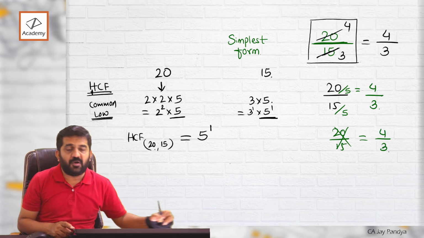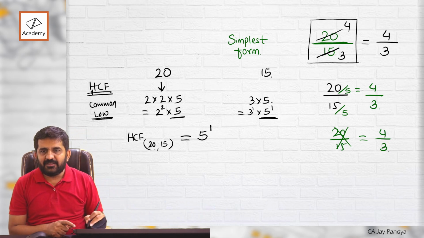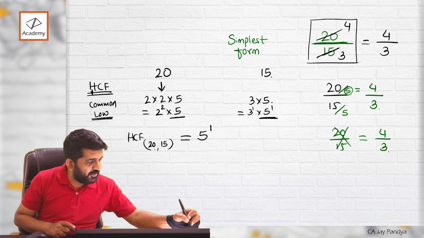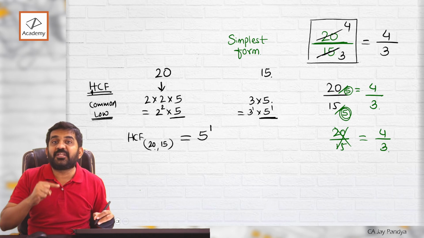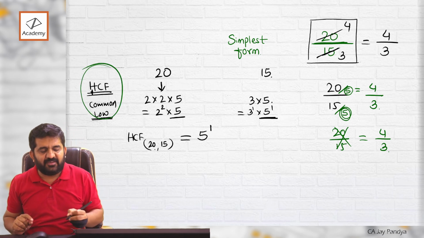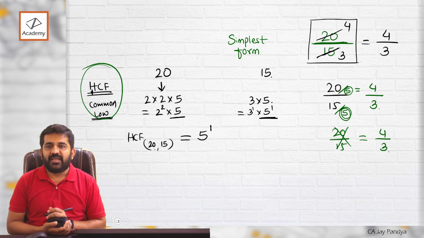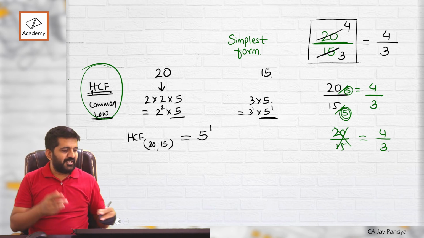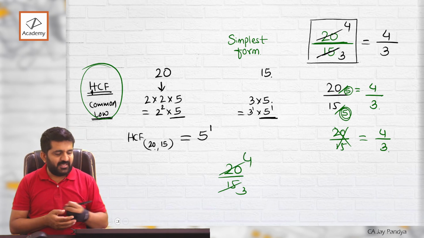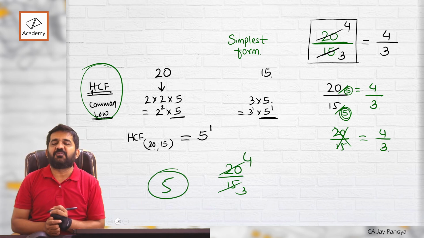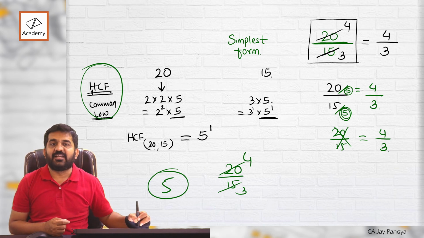What is the simple form? 4 by 3. Which divisor did I use? 5. How to know that 5 is to be used? Because 5 is the HCF. Alright. Sir, if someone gives me this, I already know that 5 threes are 15 and 5 fours are 20. I need to use which magical figure? 5 to make it in the simplest form.